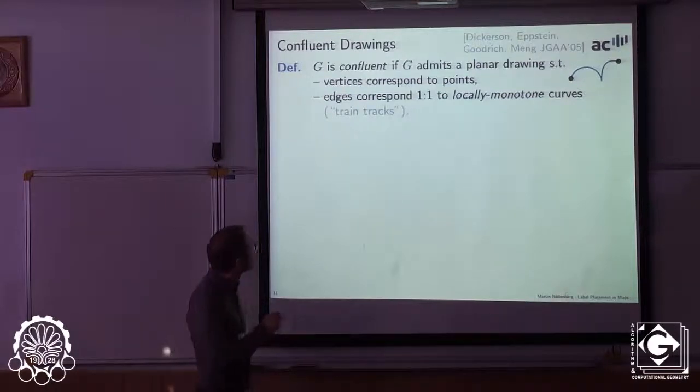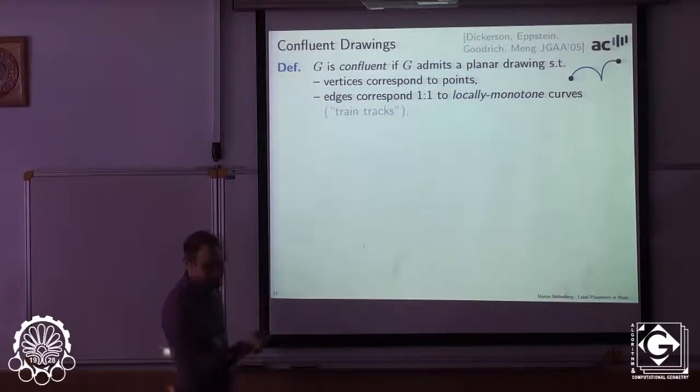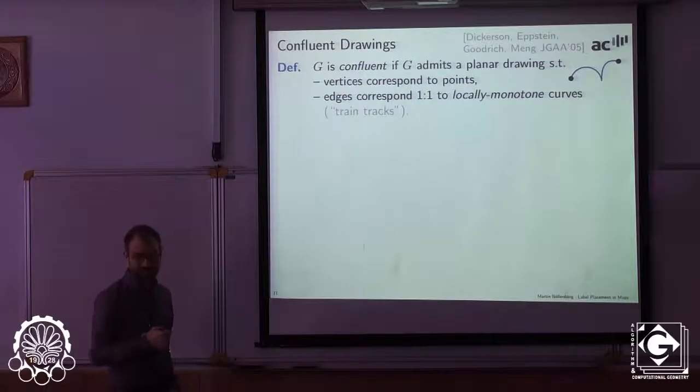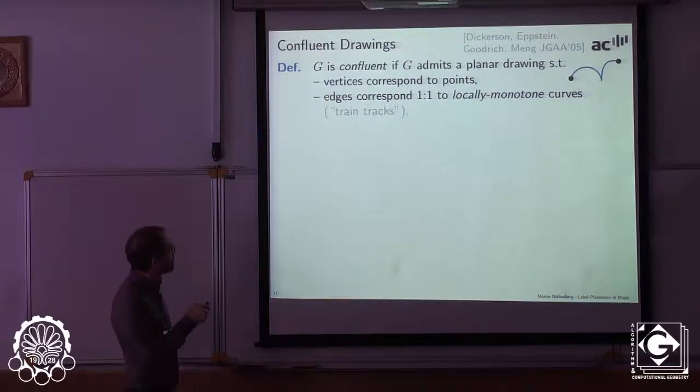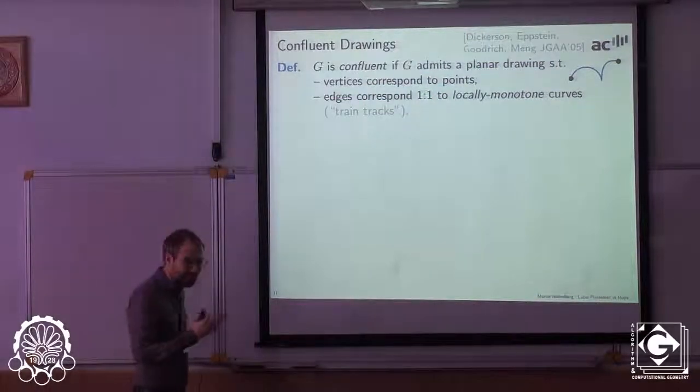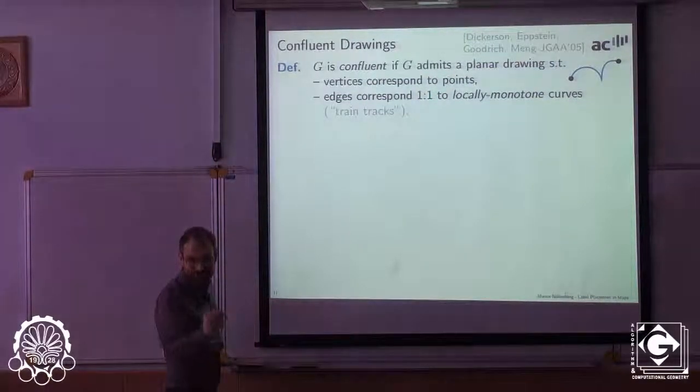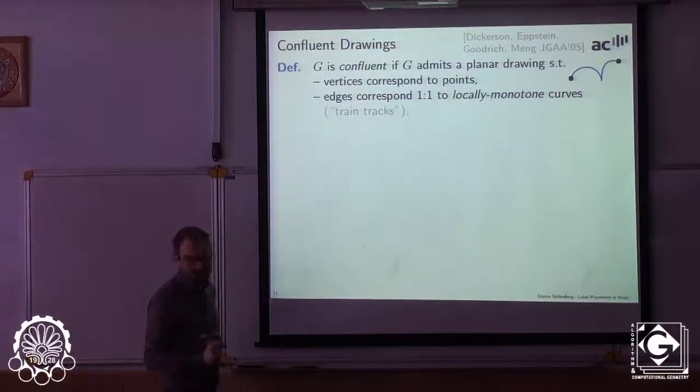And in terms of the definition, we say that a graph is confluent if it admits a planar drawing with special properties, namely that vertices correspond to points, like usual, and edges correspond one-to-one to locally monotone curves. And this is kind of the idea of following a smooth curve without making a sharp turn anywhere. Also called train track layout in, I think, one of the papers.